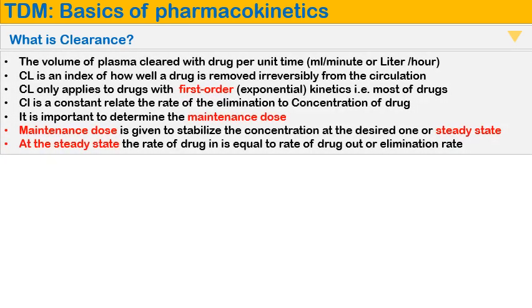A new important parameter, or independent pharmacokinetic parameter, that is used for calculation of drug concentration or design of drug regimen, or for the maintenance dose, is the clearance. Clearance means the volume of plasma cleared of the drug per unit of time, as a definition.